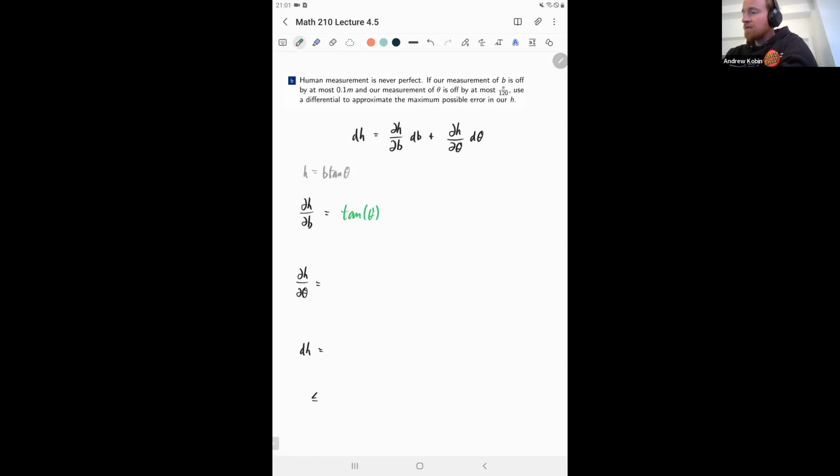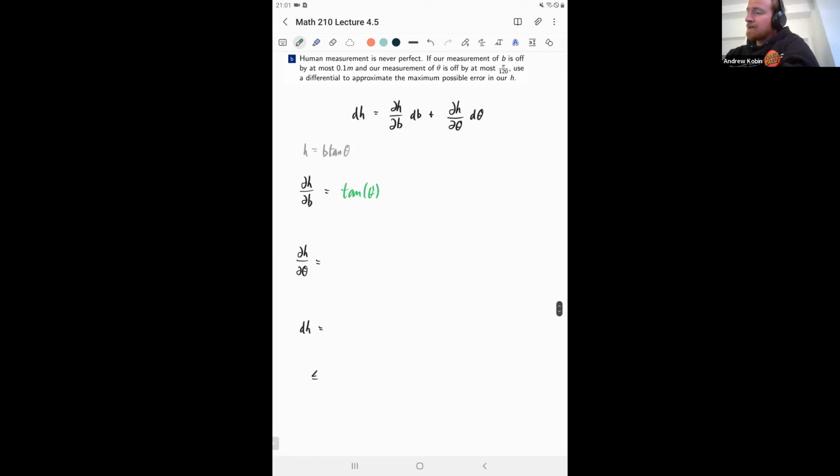This is a function of b and theta, but you see that only theta actually appears. On the other hand, the derivative of h with respect to theta, now b is a constant, and tangent of theta has a derivative, which is secant squared. So b times secant squared theta is our partial derivative of h with respect to theta.